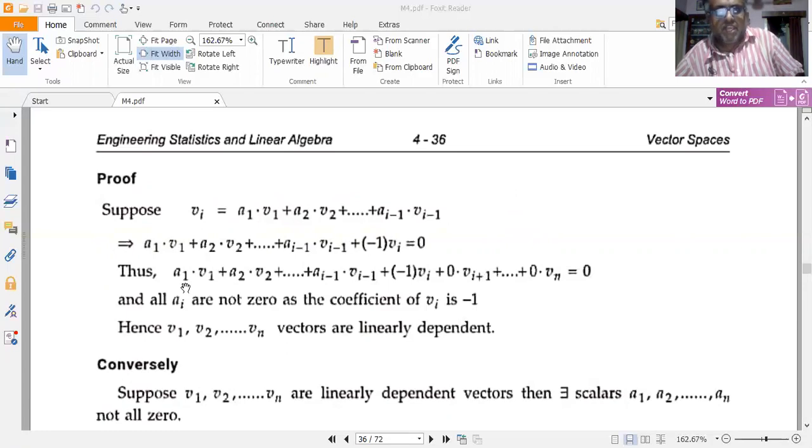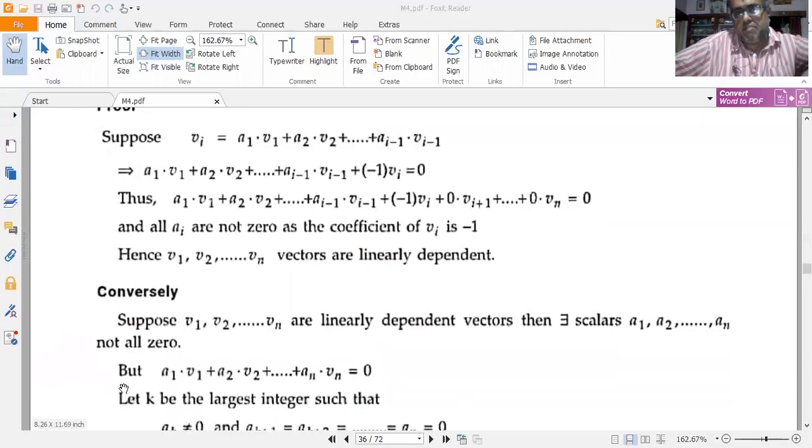Then I have a1 v1 plus a2 v2 plus etc. till ai minus 1 into vi minus 1 plus minus 1 into vi plus 0 into vi plus 1 plus 0 into vi plus 2 etc. till plus 0 into vn is equal to 0. I have added zeros multiplied by vi plus 1, vi plus 2, and so on, up to plus 0 into vn is equal to 0. And here all ai's are not equal to 0, as the coefficient of vi is equal to minus 1. Hence we conclude that v1, v2 etc. up till vn vectors are linearly dependent.